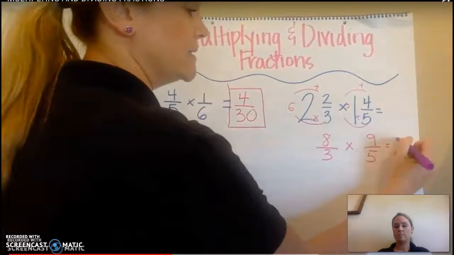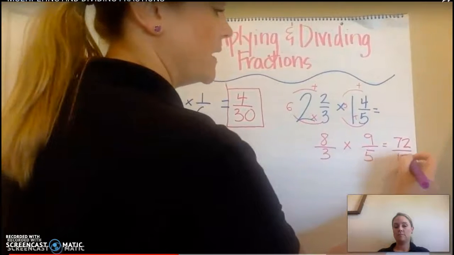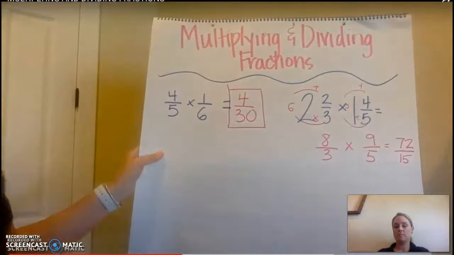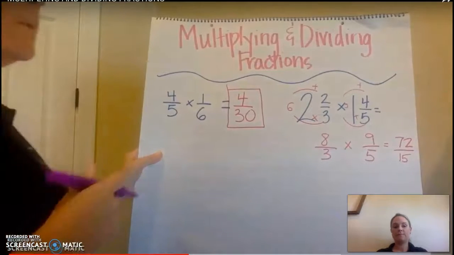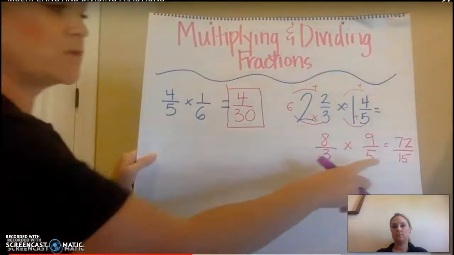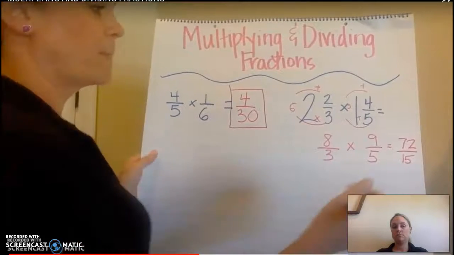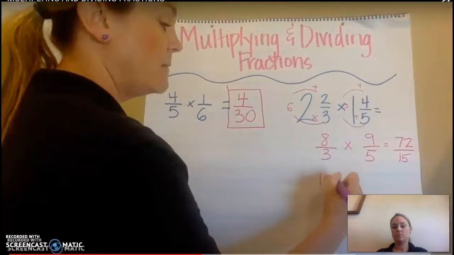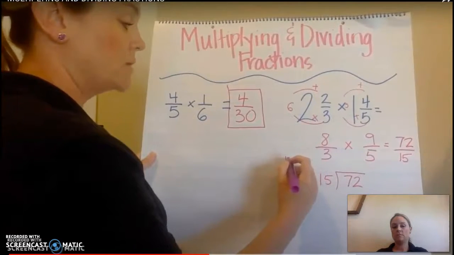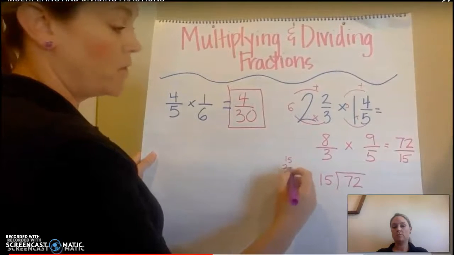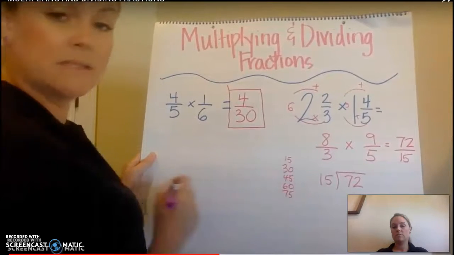8 times 9 is 72, and 3 times 5 is 15. Now, we know that that is a large improper fraction, or a fraction greater than 1, and that we would need to divide that, because fractions are the same thing as division, so that we get our mixed number. So here I'm just going to set this up. 72 divided by 15. I know my multiples of 15 as 15, 30, 45, 60, 75.